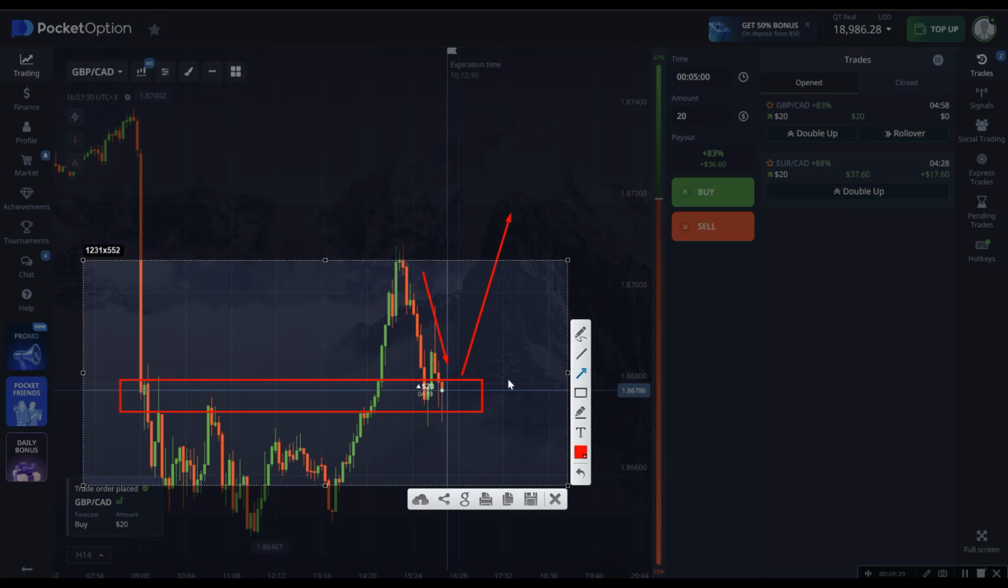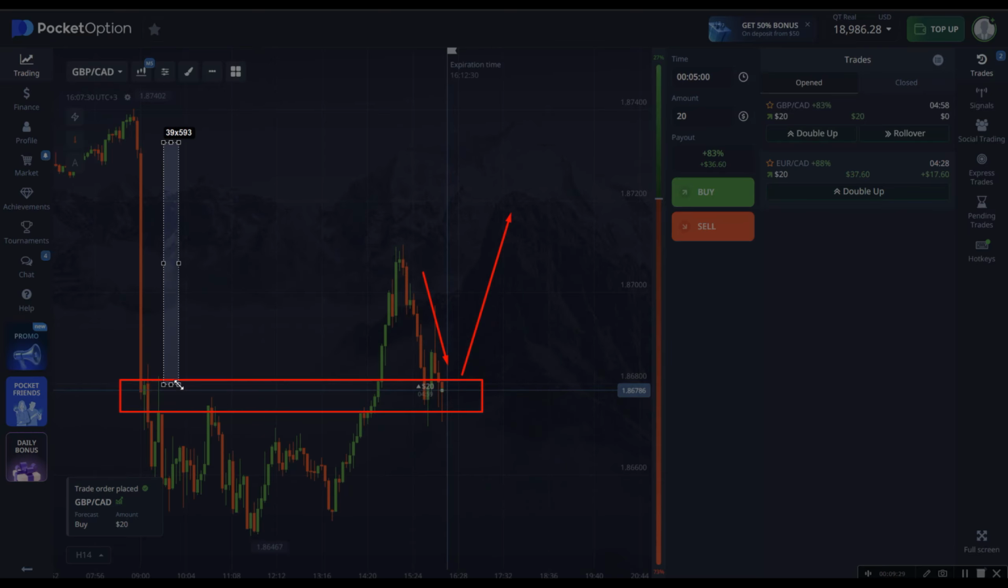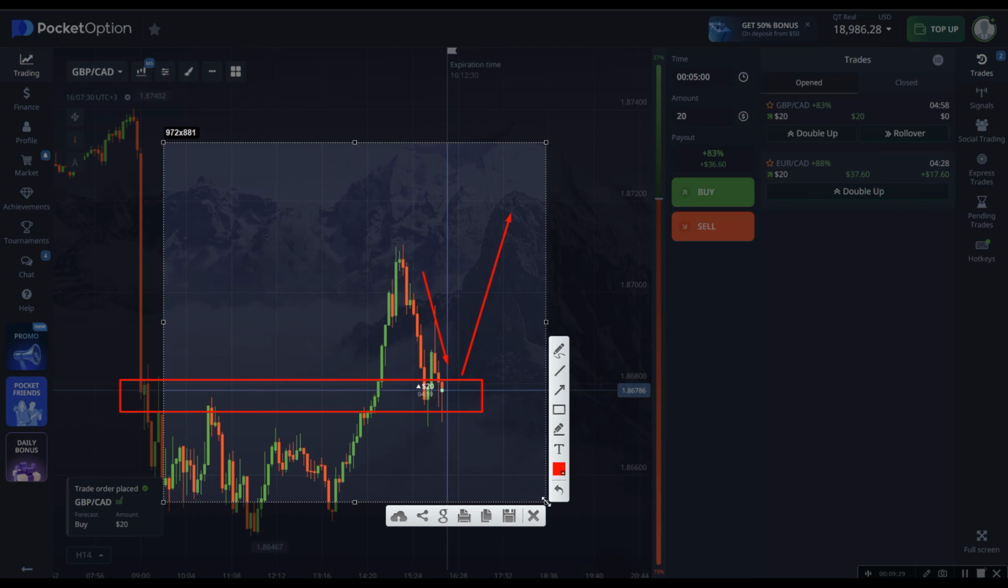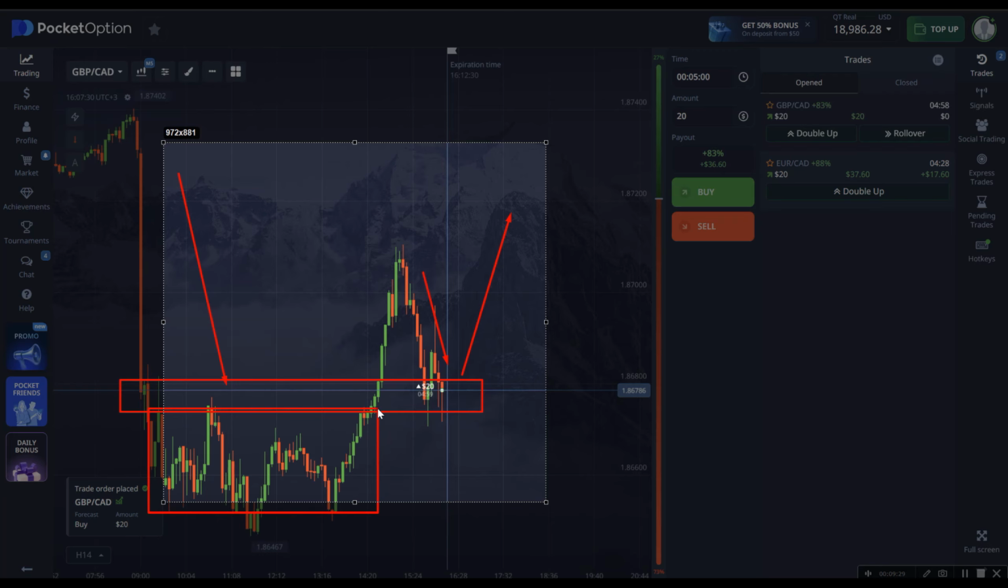The price has returned to this zone to consolidate. Most likely it will go higher. Our downtrend has turned into a sideways movement. The sideways movement has now ended, and most likely an uptrend has started.